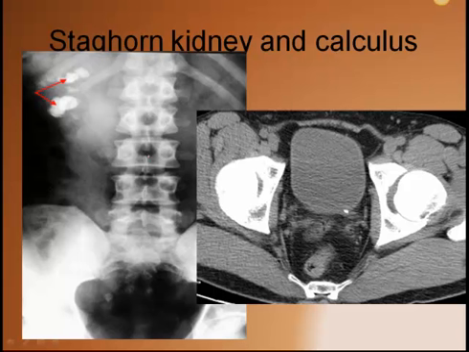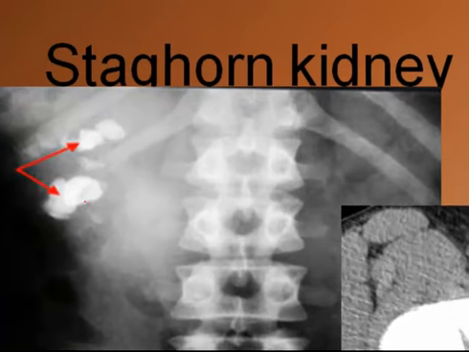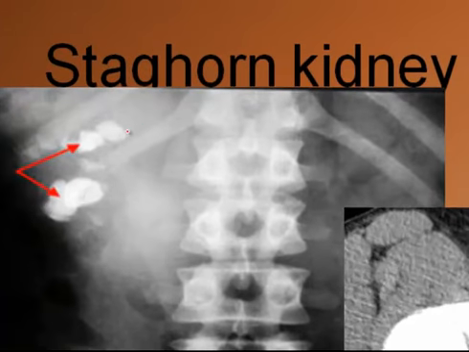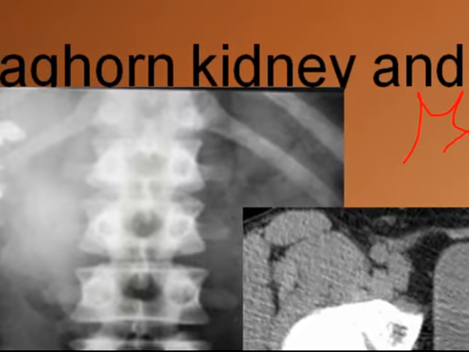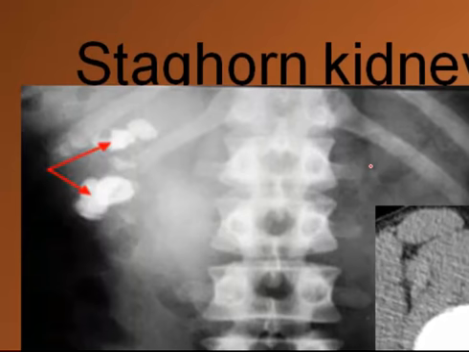When there's a collection of stones in the kidneys, much as you see here, they're actually collecting into the calyces. We call that a staghorn kidney. Stags have those big horns, and they're kind of like this, just like the calyces. And that's essentially what you're seeing here. So this is an example of somebody with a staghorn kidney. Notice on the other side, not so much of an issue.